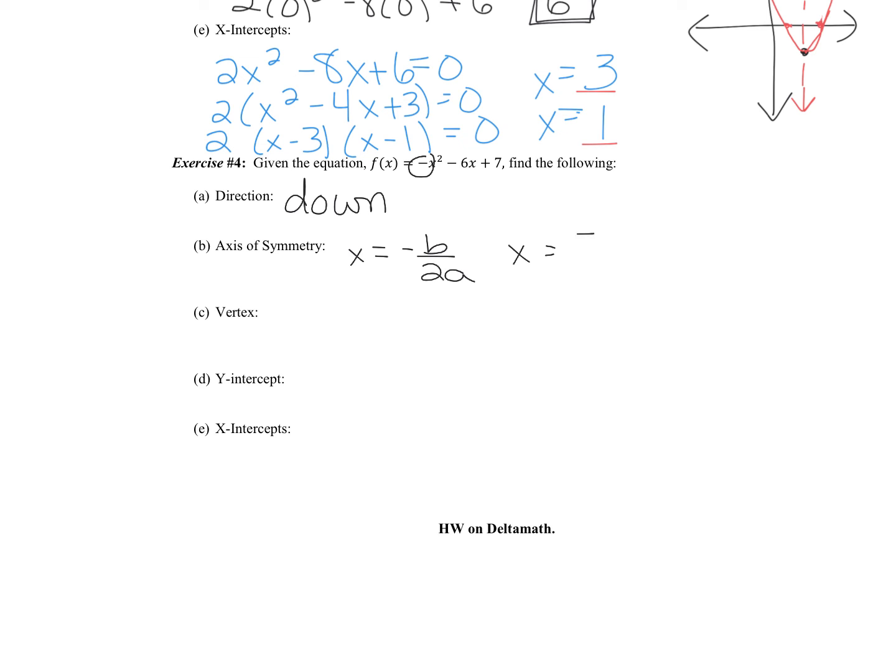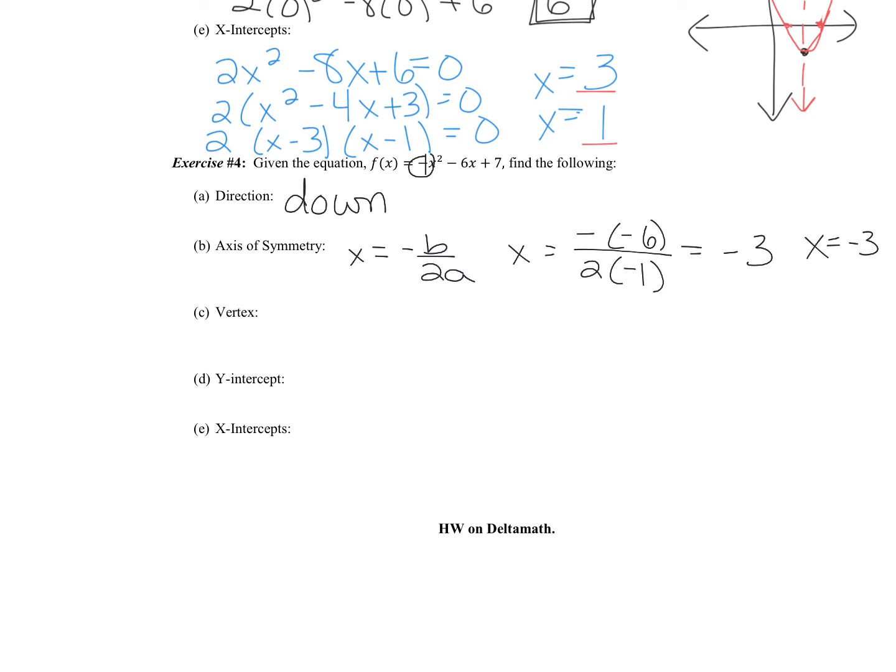So that's going to be -6, lots of negative signs here, you'll see, over 2 times -1. My a value is -1. So I am going to end up with a negative number here because I have 3 negative signs, and that's -3. So we get x equals -3 is the axis of symmetry.